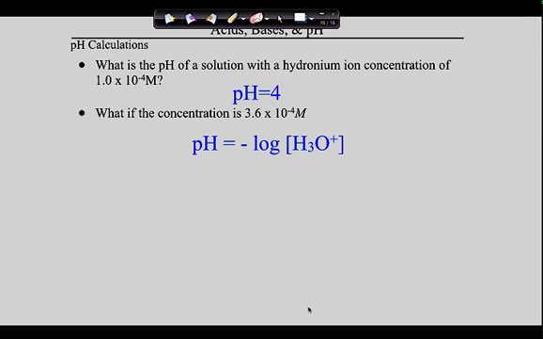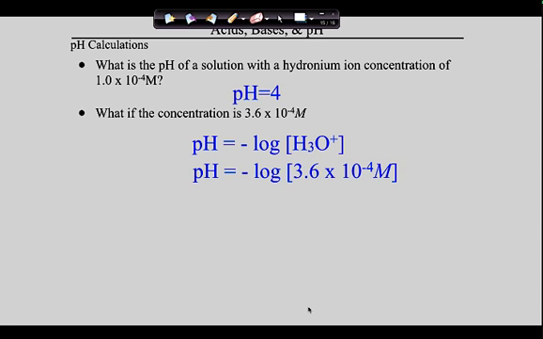Now what you're going to do is plug in the molarity, the hydronium ion concentration. You're going to plug that in for H3O+. And now you've got to solve this. So guys, if you are the owner of a TI graphing calculator, this is one of the few times that I actually like the way the TI calculator handles this stuff. You can just type this in.